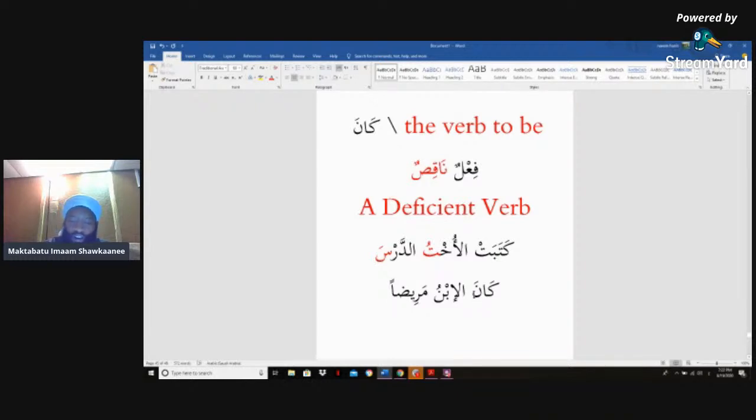So whoever is affected by the kana is going to be the ism of kana, not the doer. You call it the ism of kana. So the ism of kana is marfu', takes a dhamma. Whatever the boy was is the khabar of kana, and that takes a fatha. So kana has an ism and kana has a khabar. The ism is going to be marfu', dhamma. The khabar is going to be mansub, fatha. Kana ibnu maridan. The boy was sick.